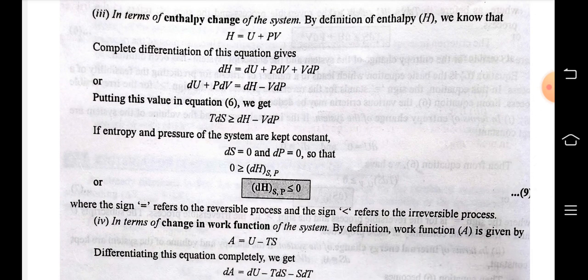In terms of enthalpy change of the system, by definition of enthalpy, we know that H is equal to U plus PV. Complete differentiation of this equation gives dH is equal to dU plus PdV plus VdP. So dU plus PdV is equal to dH minus VdP. TdS greater than or equal to dH minus VdP. dH at constant entropy and pressure is less than or equal to 0.